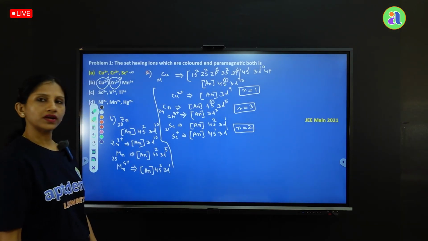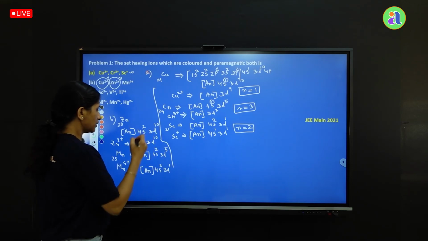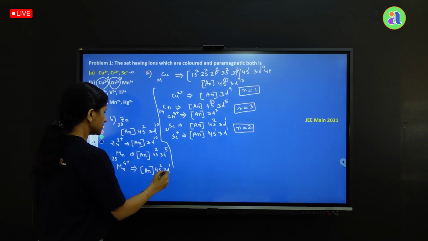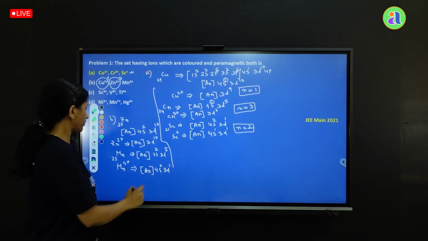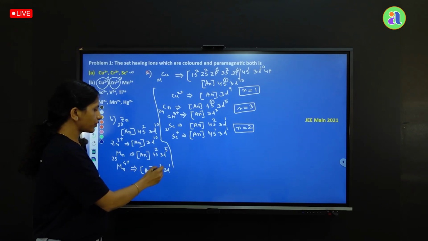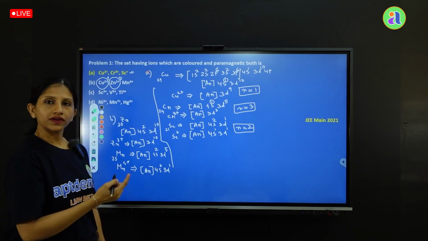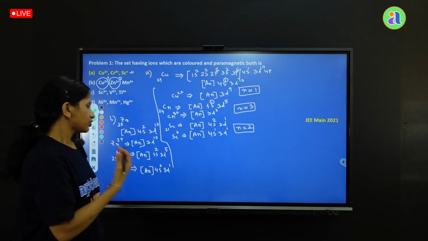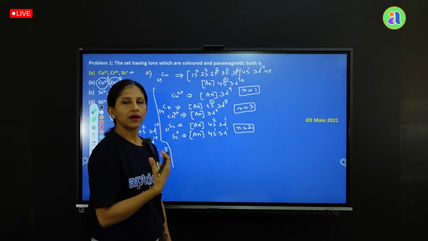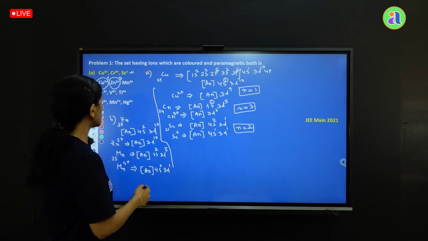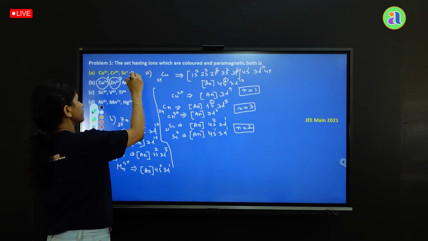So all the 4 electrons will be removed from 3d orbitals. So manganese 4 plus is having argon 4s2 3d1 electronic configuration. It is having d1 configuration, so it should give you some number of unpaired electrons. It is also paramagnetic in nature.